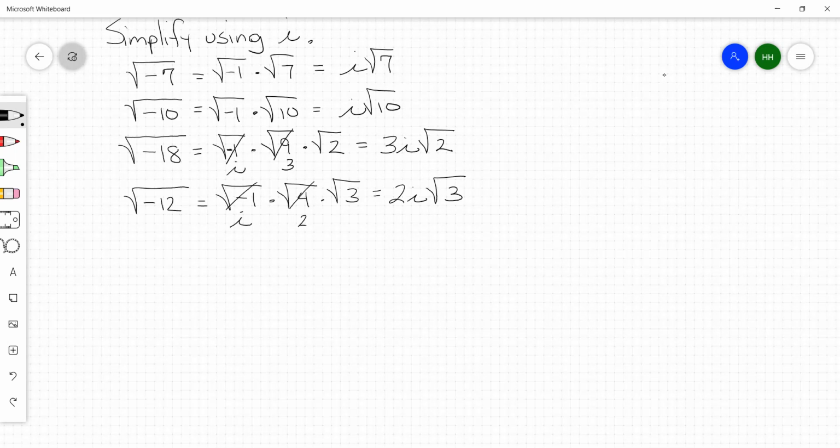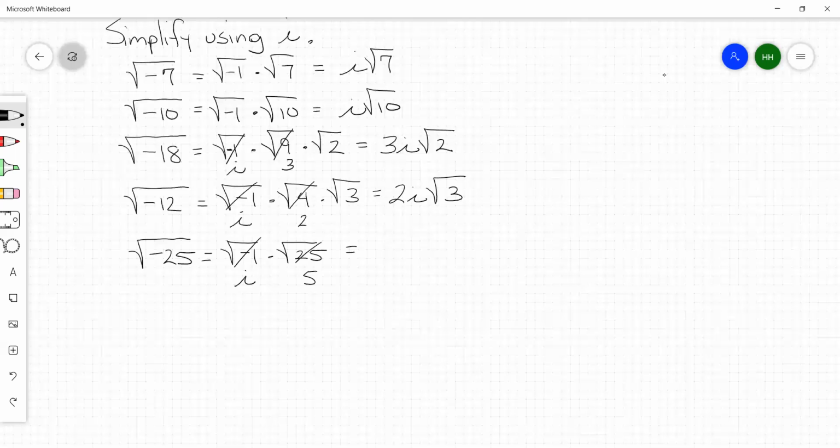If you get a perfect square under the radical, if you get the square root of negative 25, that's the square root of negative 1 times the square root of 25. The square root of negative 1 is i, and the square root of 25 simplifies to 5. So in simplest form, the square root of negative 25 is 5i.